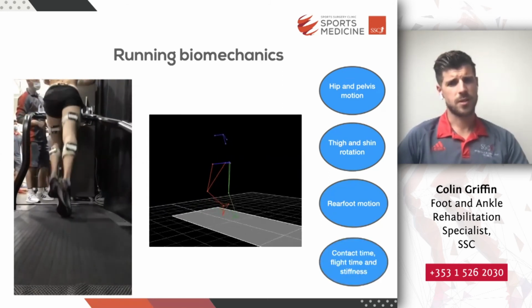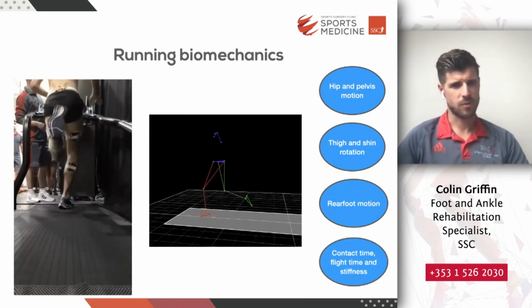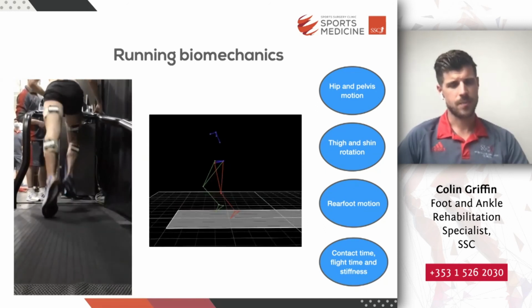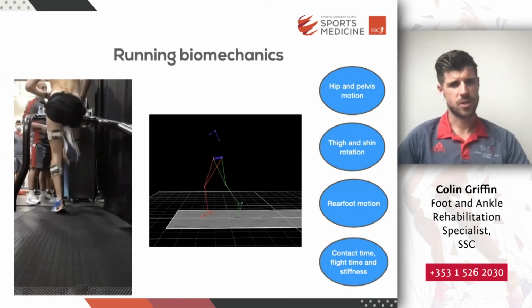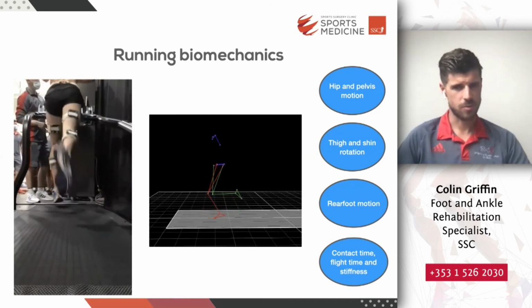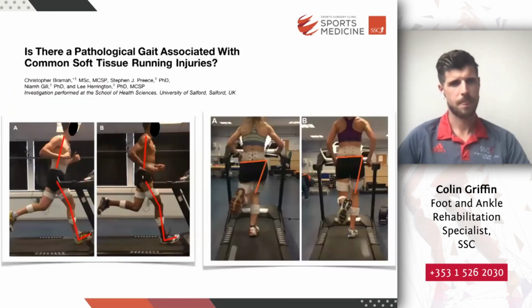And we'll also work out their contact time, their flight time. So basically the time on the ground per foot strike and the time in the air, and their ability to control how much the center of mass drops and how much the knee bends as force goes through the body. So it's a measure of spring stiffness.